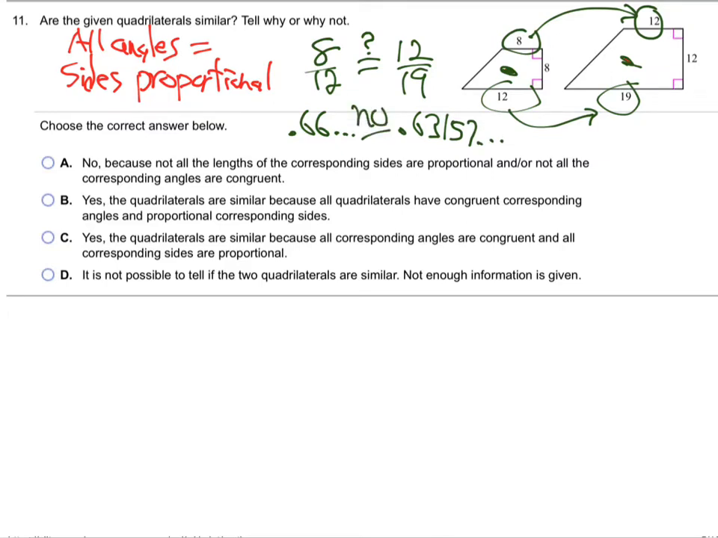Remember that the ratio of the sides has to be equal, proportional we call that. They're not. So the answer is no, because not all the lengths of the corresponding sides are proportional, and maybe not all the angles either. I don't even know, but for sure the sides are not proportional. So there we go.